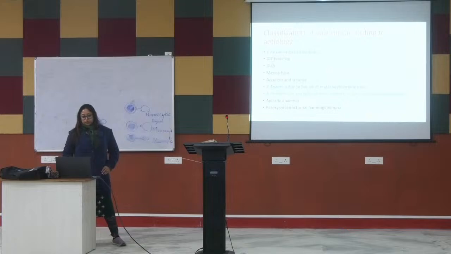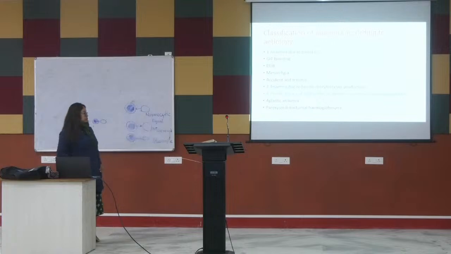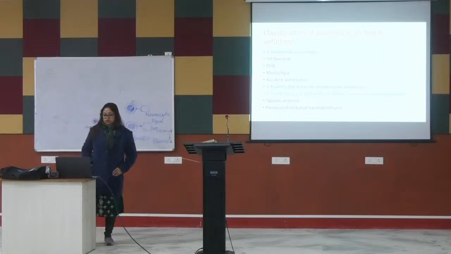Number one, anemia due to blood loss. Causes are GIT, that is GI tract bleeding, DUB, dysfunctional uterine bleeding. Number 3, menorrhagia. And number 4, accident and trauma.